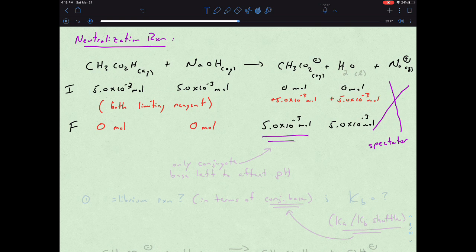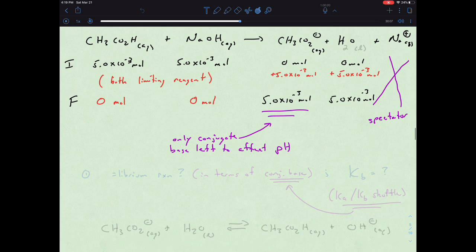So here now we have only conjugate base that is left to affect pH. Water is there as well. I apologize if you go back to that. I shouldn't have said hydronium ion there in that neutralization reaction. That really should just be H2O plus. Just caught that error.